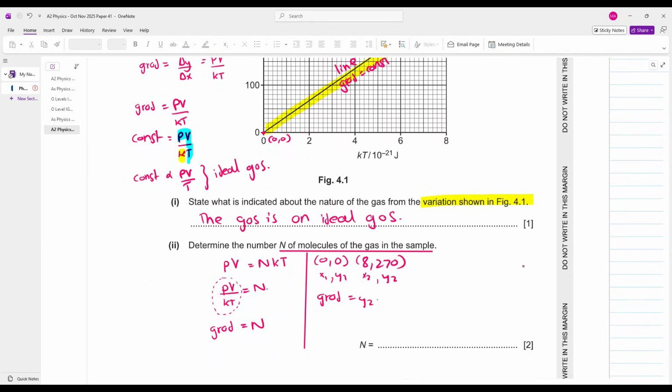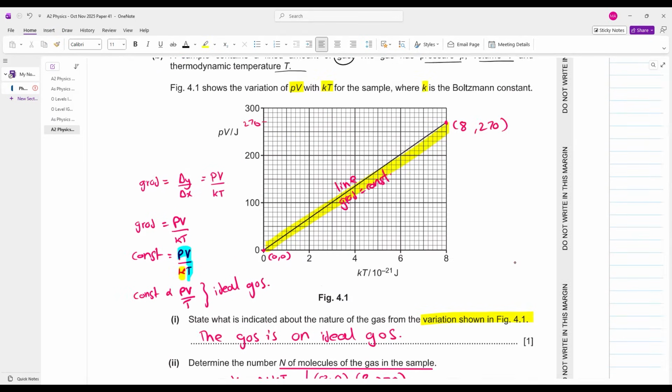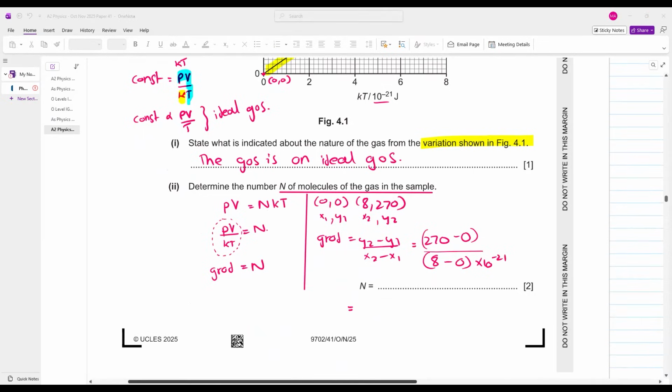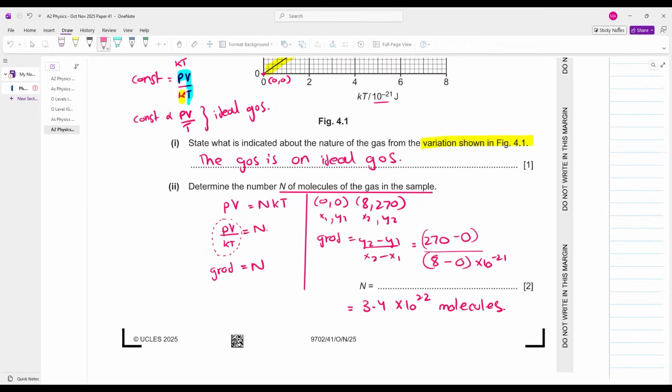Gradient निकाल सकते हो बेटा, y2 minus y1 over x2 minus x1. What is the value of y2? 270. y1, 0. What are the units on the y-axis? Joules, no need to convert. What is x2? 8. What is x1? 0. What are the units on the x-axis? 10 raised to the power of minus 21. Can you calculate the number of molecules? Number of molecules निकाल सकते हो बेटा. The number of molecules comes out to be 3.4 × 10^22 molecules. Simple. Let's further move ahead.